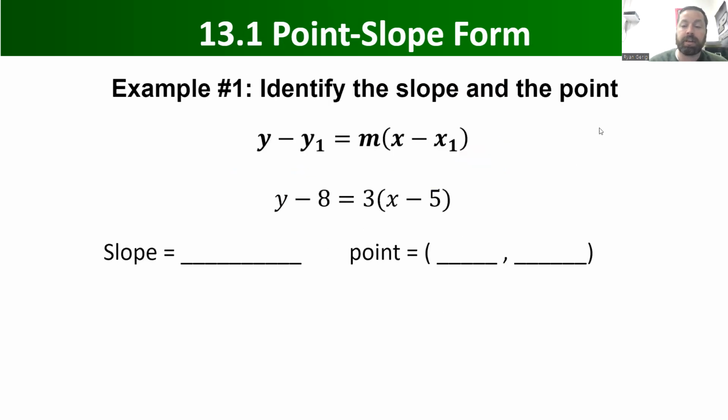All right, so let's take a look at this. Identify the slope and the point. So here's the general form, and then here's with some numbers plugged in. The slope, pretty easy to identify, that's 3. But the point: the x coordinate is over by the x variable. And you see negative 5, but that's actually the coordinate positive 5. And then you look at the y coordinate, and that's positive 8.